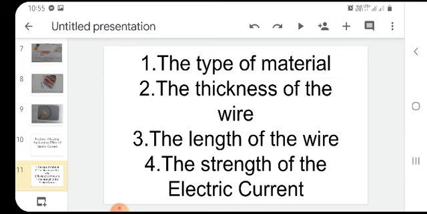Fourth factor is the strength of the electric current. For a given conductor, whatever the conductor is, the amount of heat produced will depend on the strength of the current passing through it. A stronger current produces more heat and vice versa, and the strength of the current can be changed by using cells of different voltages while keeping the other factors constant. For example, 9 volt cells produce stronger current and hence more heat, and 1.5 volt cells produce weaker current and hence less heat.